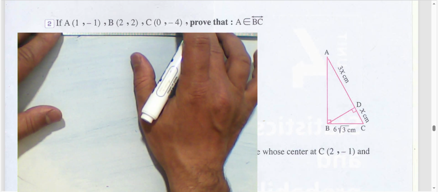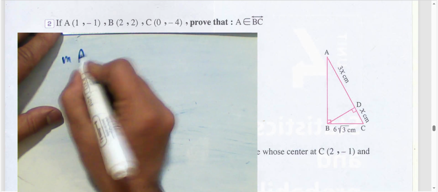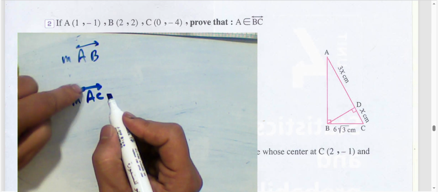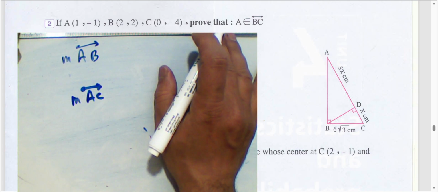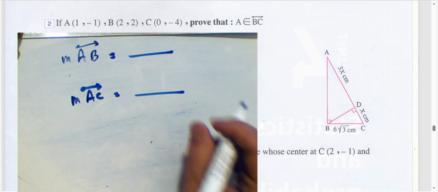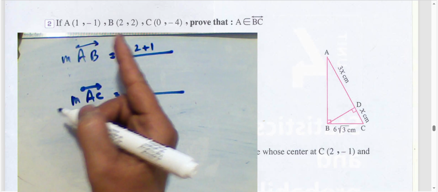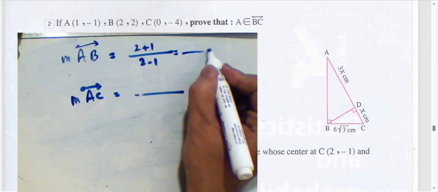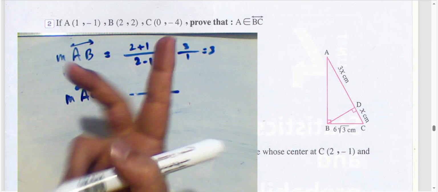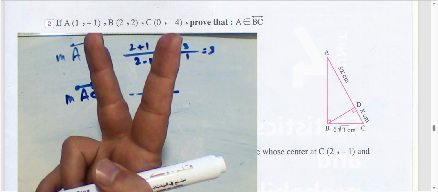Okay, I will solve by the easy method, by finding the slope. Look here, I want to prove that A belongs to BC, so I want to find the slope of AB and the slope of AC, because A is common. If the two slopes are equal, then A belongs to BC. Then the slope here, first A and B, we can write 2 minus 1, it will be 2 plus 1, and down 2 minus 1, 2 plus 1, 3, 3 over 1 equals 3. And AC, A and C, look with me, negative 4 here, minus 1, negative 4 minus 1, negative 4 plus 1.